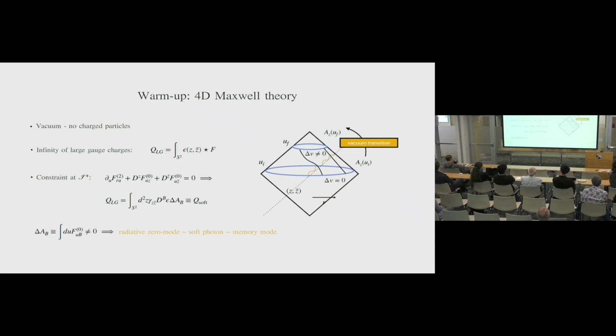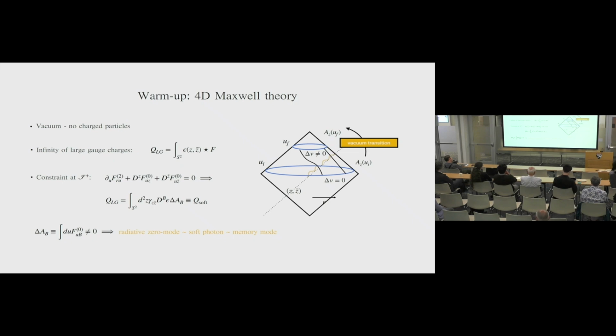So in that case, we'd expect these charges to vanish. And indeed, one can show that that is the case. To see that, one uses the constraint equation at Scri plus that relates different components of the electric field. So this F_{ru} component is, roughly speaking, the radial electric field, and this F_{uz} component are the radiative modes. And so we have this relation.